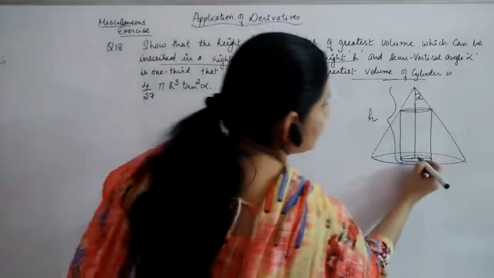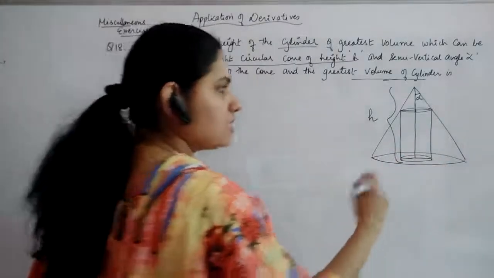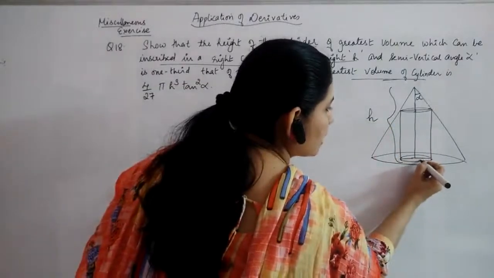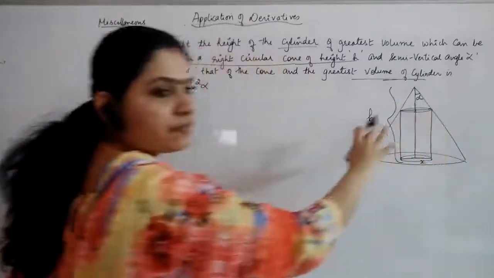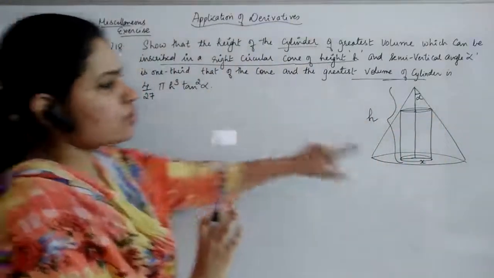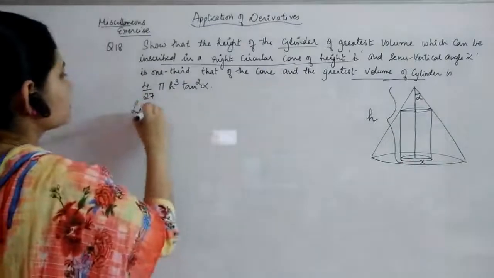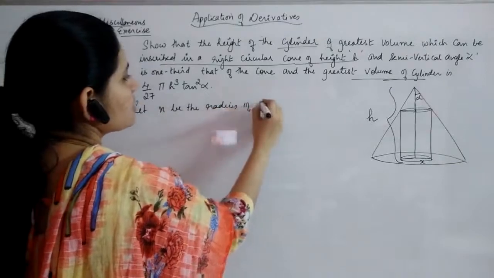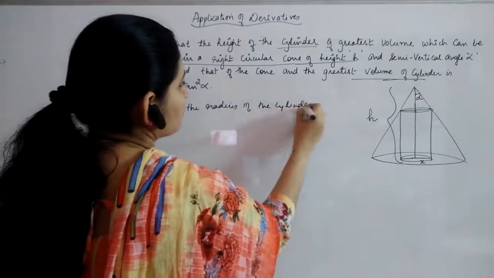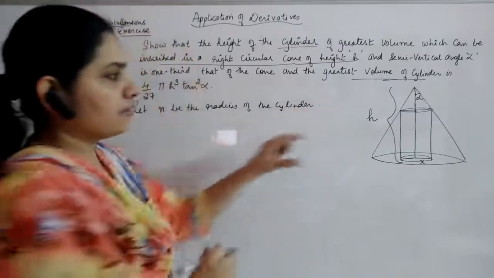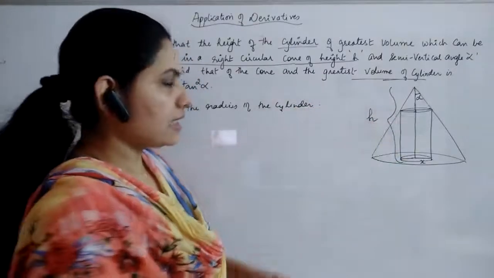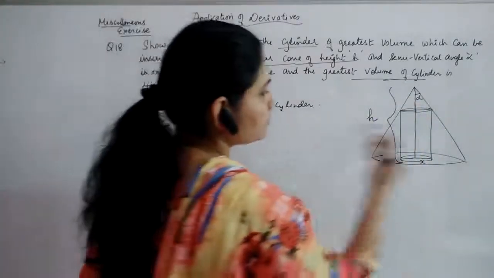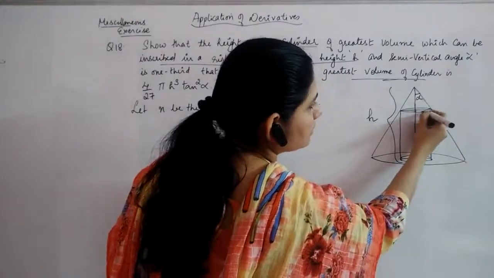For that we will take the radius of the cylinder as a variable. Suppose x or r, but since you have small h here, I am just taking some other variable so that it does not confuse with the height of the cylinder and the height of the cone. So let x be the radius of the cylinder. Now we are not taking the height of the cylinder as any other variable, because we will find it using what is given.